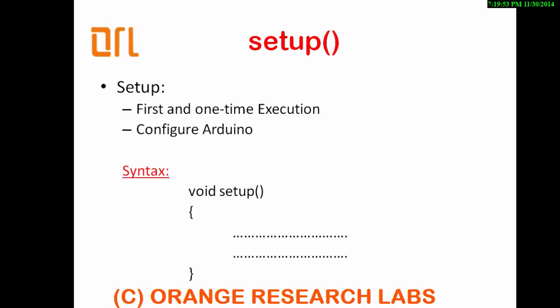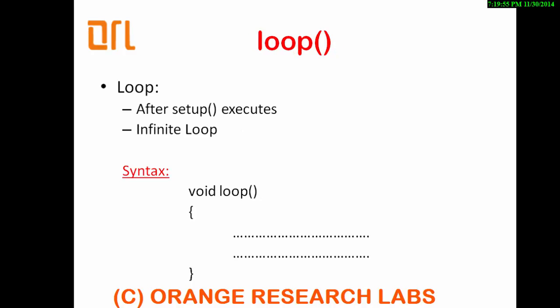Okay, and when you see the next function, which is nothing but loop. After execution of setup, the compiler will be calling loop. If loop is executing, then it pushes the microcontroller into an infinite loop. It means that loop is an infinite loop. The loop function will be iterated for an infinite number of times until the power supply goes off.